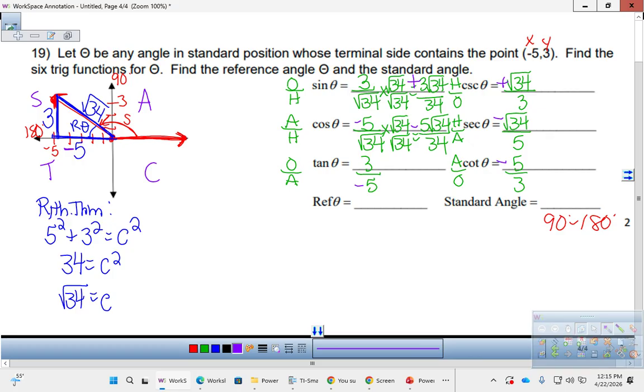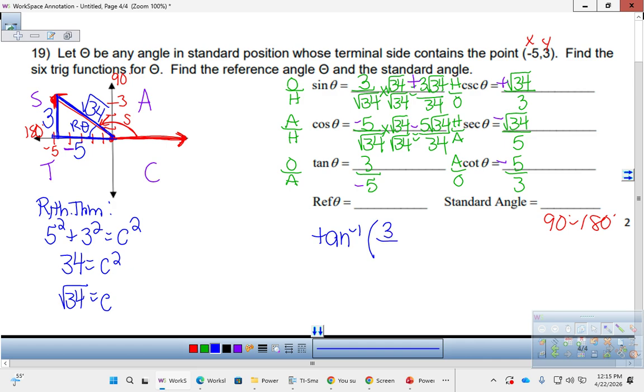All right, so now we need to find our reference angle. To find our reference angle, we can use either the sine, cosine, or tangent inverse. I recommend for this one using the tangent inverse because that's the only one of these ratios, these fractions, that doesn't have a root in it. So I'm going to do the tangent inverse.